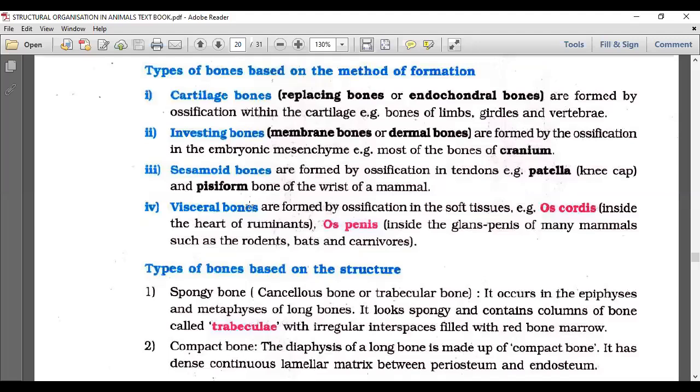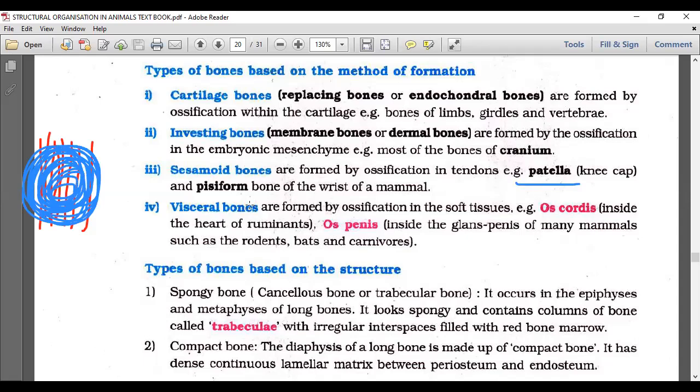Next, sesamoid bone. These are a special kind of bones. Ossification is done on tendons. Do you remember tendon? Tendons are the collagen fibers of regular dense connective tissue. So now what is happening here? Ossification is done on the collagen fibers. For example, the patella, the kneecap, is a special kind of bone. Imagine on your knee, you'll find a round plate. That is the kneecap, a sesamoid bone.